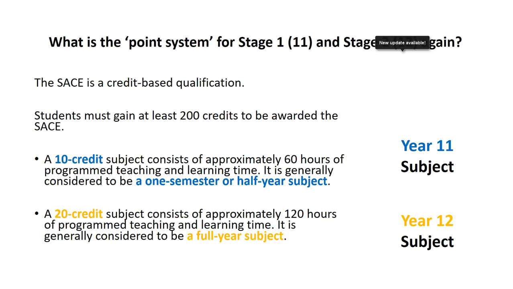Alternatively, you may continue on in the second half of the semester with the same subject but complete different assessment tasks. Overall, you are working towards completing 20 credit subjects which continue for the entire year and approximately double the amount of hours, 120, and are considered to be a full year teaching subject. These are known as your Stage 2 subjects.